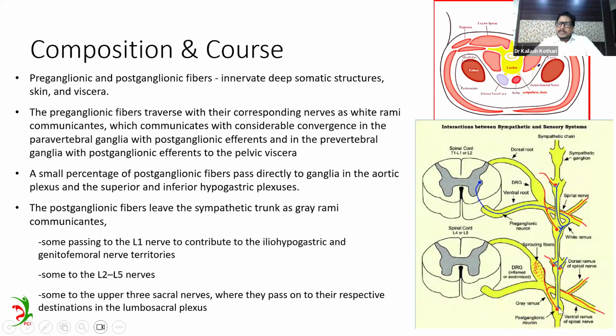And many times these preganglionic and postganglionic fibers skip the L3 and L4 ganglion and directly converge on the L2 ganglion. But L2 is always included in the sympathetic pathway. So L2 blockade is very important when you are doing L2, L3, or L4. You may miss L3 or L4, but you should never miss blocking L2, because most of the sympathetic flow which is coming from the lower limb always converges at the L2 level. So L2 is a very important part.